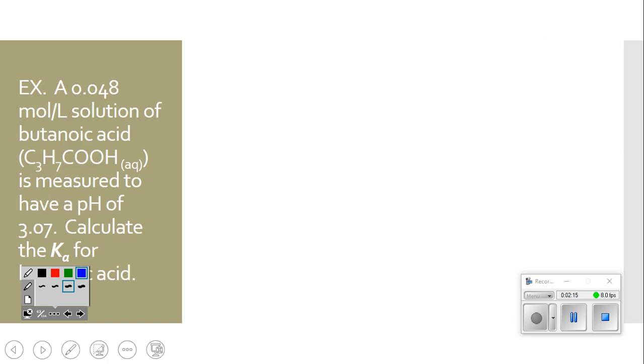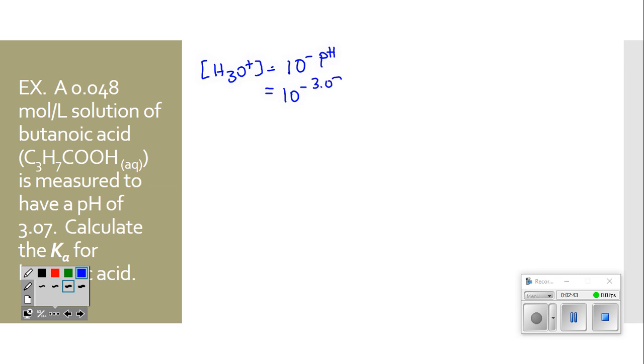Now, if we look at the third example, the last one, this was just a backwards question where we worked in the other direction. In this one, we know the pH is 3.07. So I could find the concentration of hydronium with this. I know that hydronium is 10 to the negative pH. So in this case, I would say it's 10 to the power of negative 3.07 or 0.000851 moles per liter.